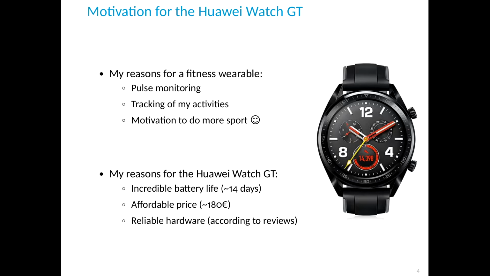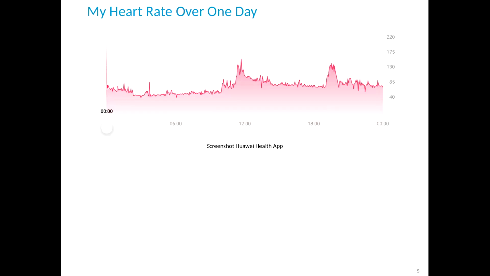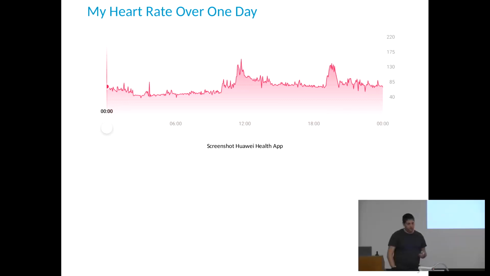My reasons for choosing the Huawei watch were that I wanted a watch with a good battery life, and this watch has an incredible battery life, about 10 to 14 days. It has an affordable price, and it has reliable hardware, according to some reviews you can find on the internet. So here you can see a screenshot of a pulse recording of 1 day. This screenshot is from the Huawei Health app. The problem with this app is that it's not possible to export your fitness data and your heart ratings or your heart monitoring.